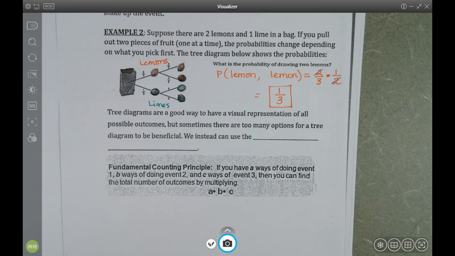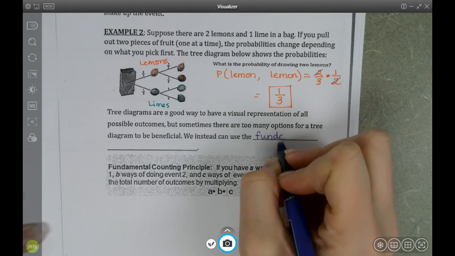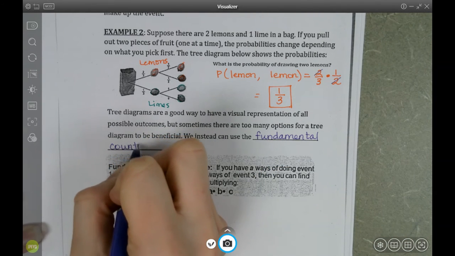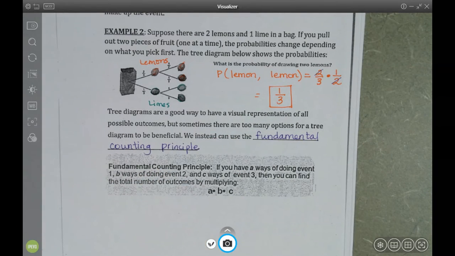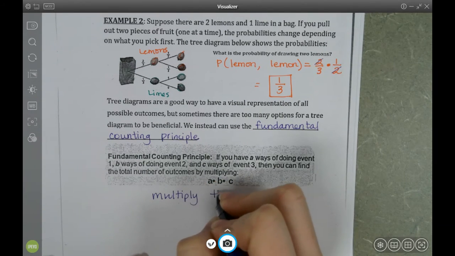Okay, so tree diagrams are a great way to have a visual representation of all the possible outcomes, but sometimes there are too many options for a tree diagram to be beneficial, like the one we just did, right? So when that happens, you can instead use the fundamental counting principle to figure out how many outcomes there are, which is a really big fancy way of saying multiply the options. Multiply the number of options.